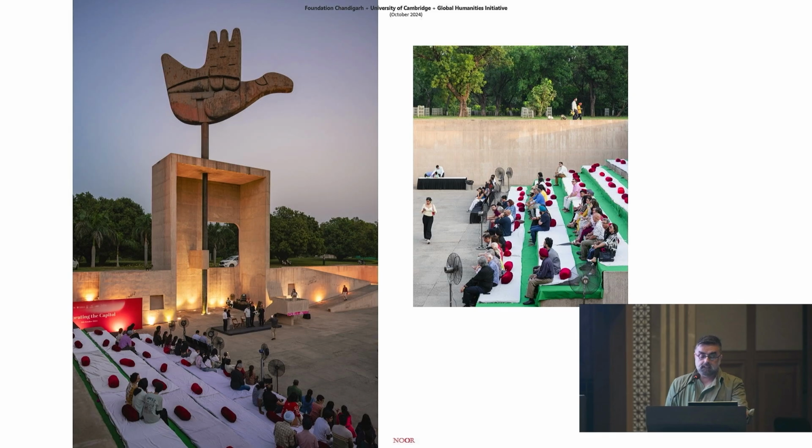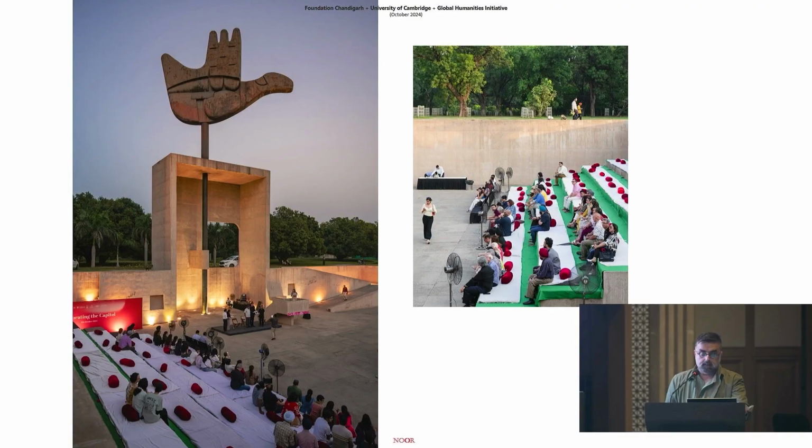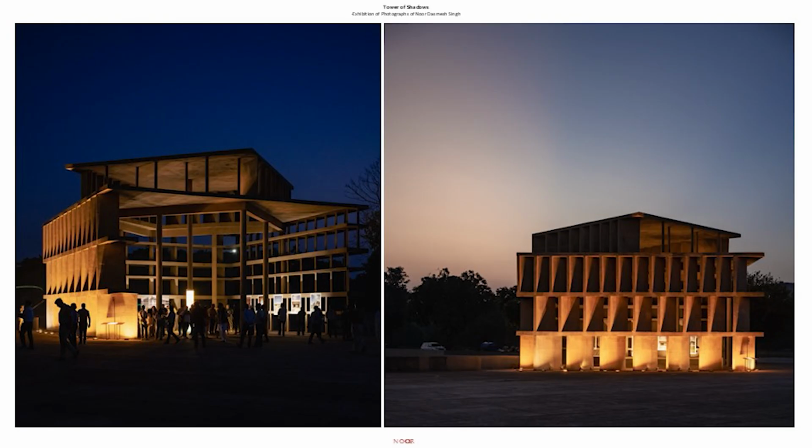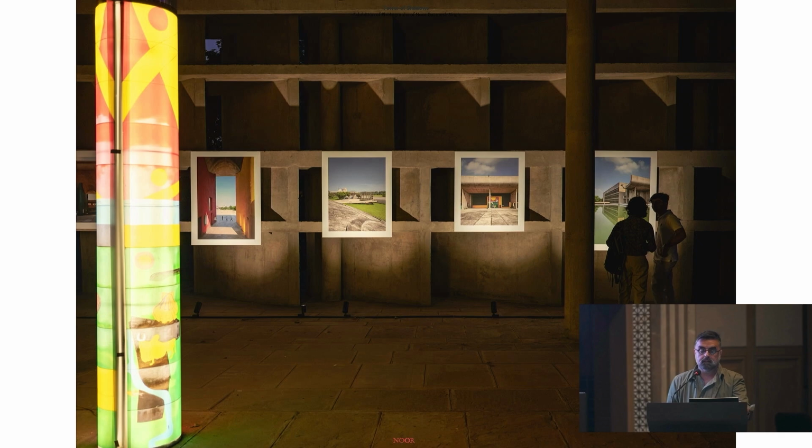For the very first time, with the Foundation Chandigarh that we set up last year, we managed to open the iconic Fence of Consideration to the general public. We hosted citizens in the backdrop of the grand Open Hand. This inspiring bit of architecture is meant to be celebrated on a daily basis rather than kept under barbed wires. This was the Tower of Shadows that we converted into an exhibition space for some of the photographs that I had personally taken over the years.